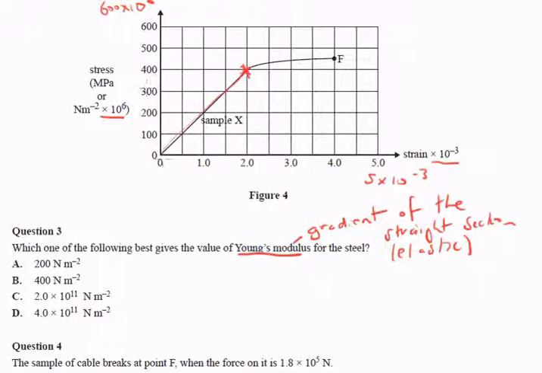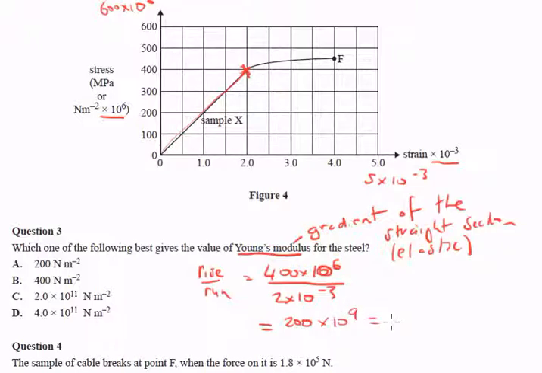And how much does it rise? It goes from 0 to 400. It rises by 400, by 10 to the 6. Remember, by 10 to the 6. Here we've got the 10 to the 6. And it goes from 0 to 2 by 10 to the minus 3. If you do that calculation, 400 divided by 2 is 200, and 10 to the 6 over 10 to the minus 3 is 10 to the 9. And you put those zeros into there, you get 10 to the 11. 2 by 10 to the 11.